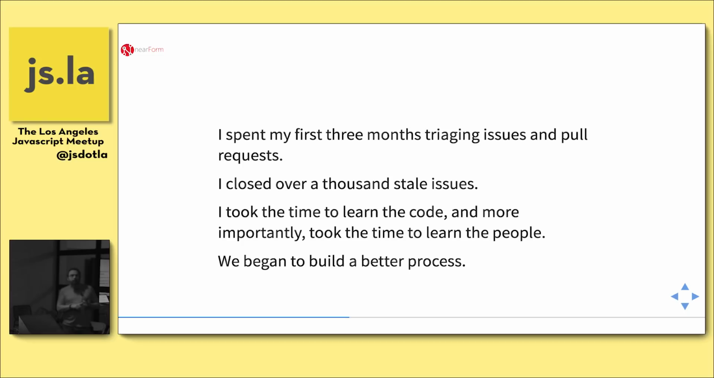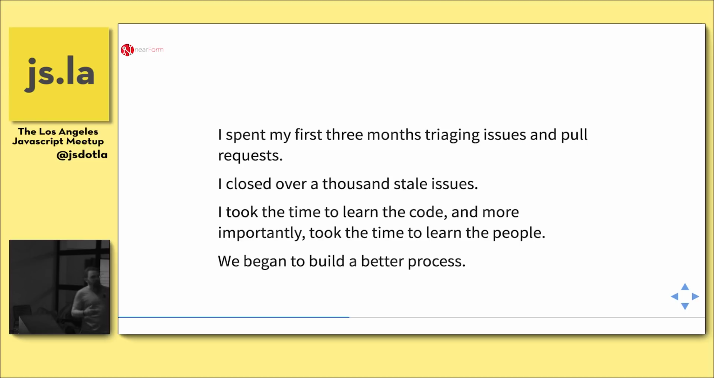Where they come from, going back to rule number 1, don't make assumptions. Rather than assuming I knew who these people are and who these contributors were, I took the time to actually get to know them personally. So 3 months in a brand new open source project, I did not touch a single line of code.